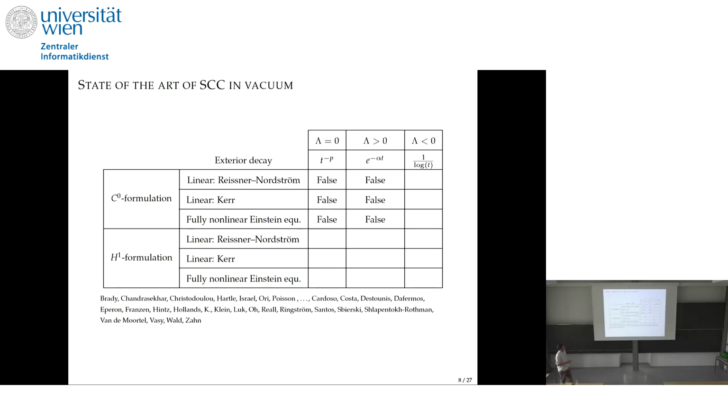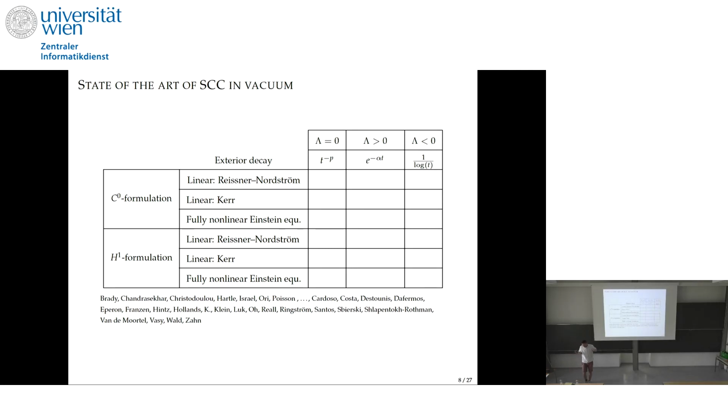So as I already said, maybe let's start from the beginning here. In the three different cases of the cosmological constant, the decay on the exterior is very different. And this is also, of course, as we learned, very important for the interior problem. In the case of lambda equal to zero, it's a polynomial decay, and yesterday we learned exactly what the rates are. For the positive cosmological constant, it's exponential decay, and for negative cosmological constant, it's only 1 over log decay for a wave equation, let's say.